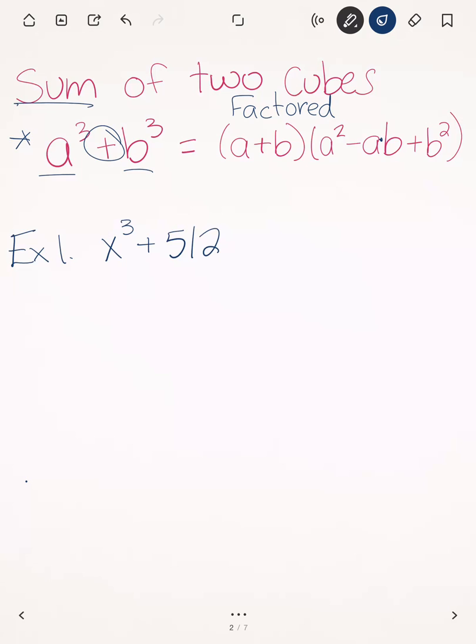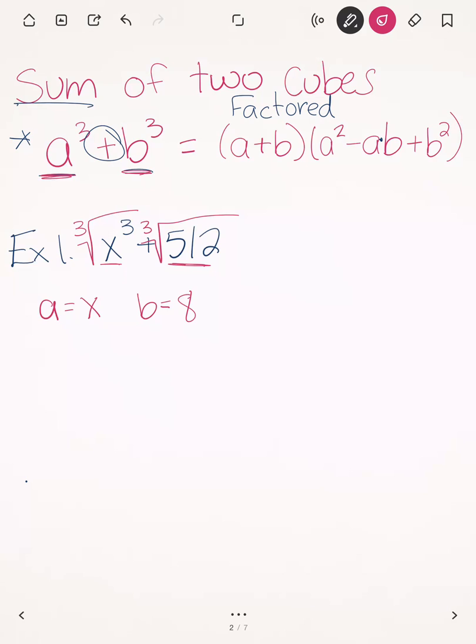Awesome. So what I do is identify my a. In my formula, my a is the first term, and what's in that place is the x. To determine what a is, I do the opposite and take the cube root. The cube root of x cubed is x. Then I notice my second term is in the spot where b is, and it's being cubed. To undo that, I take the cube root of 512, which is 8.